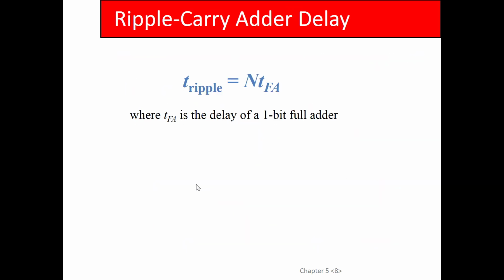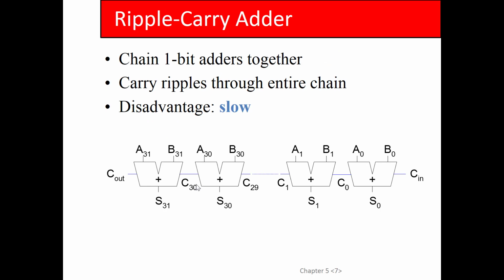Let me show a picture. I think it's a little easier. So if I have this 4-bit adder, I want to add A and B. So A3, B3, A2, B2, A1, B1, A0, B0. All right, so I have these full adders.